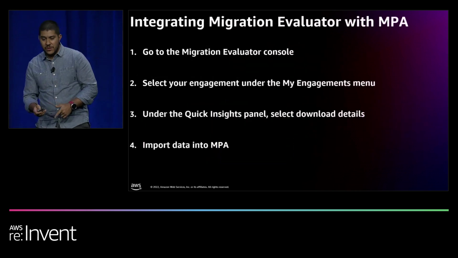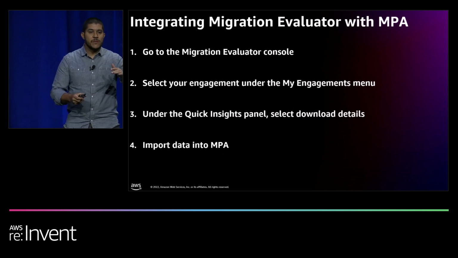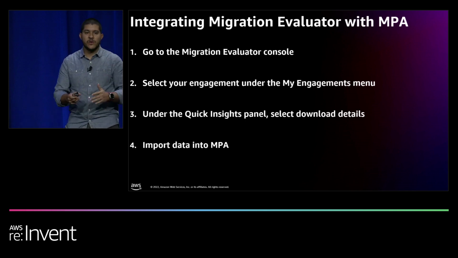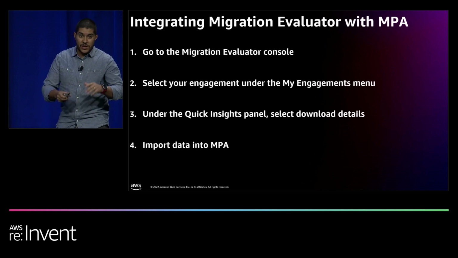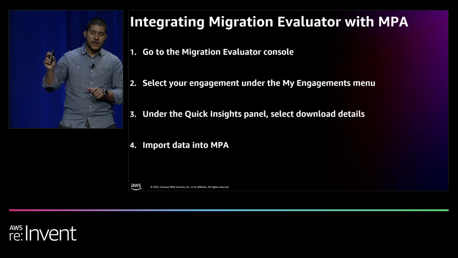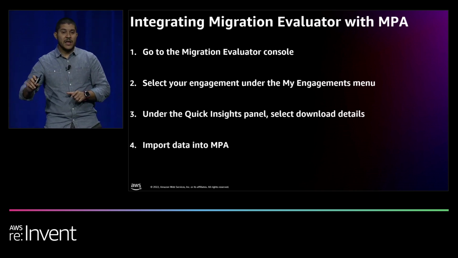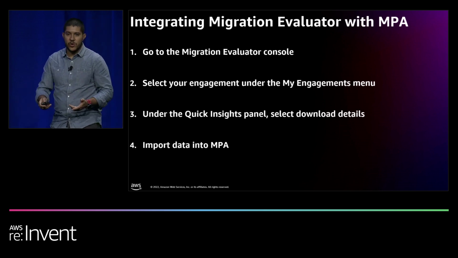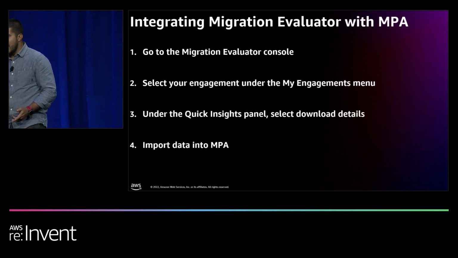And to integrate it with MPA, we just need to go to the Migration Evaluator console that you will have access to once you make a request for this engagement. You select your engagement, you will be able to download details. So you will click a button, download details. The file will be in MPA format, and then you import into MPA and start working on your TCO. And that's what we are going to show you now.